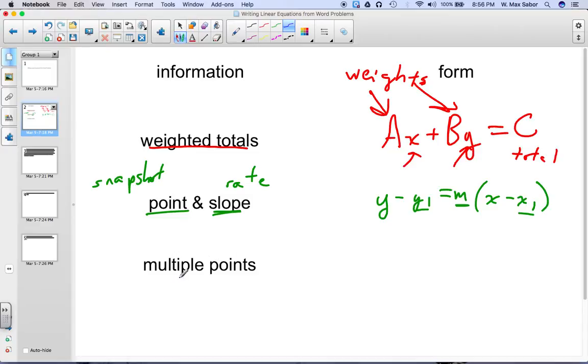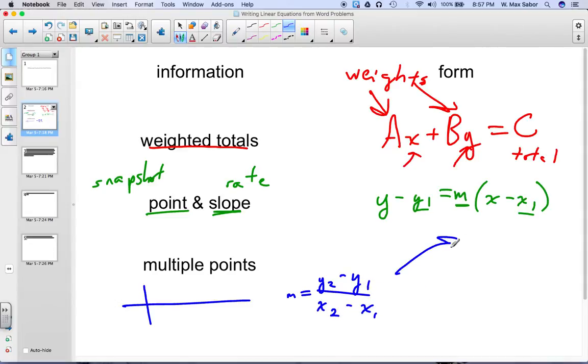If we're given multiple points, so we're given snapshots or a data table, we can use our slope formula, y2 minus y1 over x2 minus x1 with any of those two, and then use our point slope form again. Using any one of those points and the slope that we calculated, that's how we're going to write the linear equation.